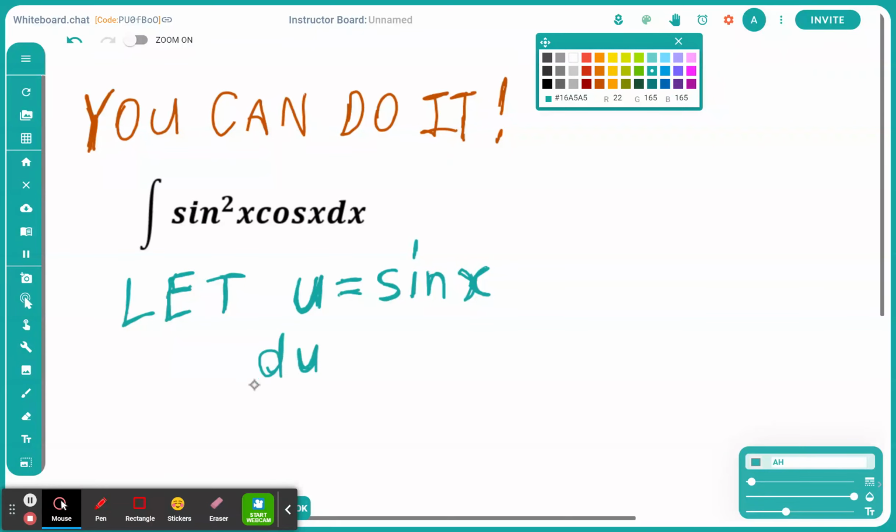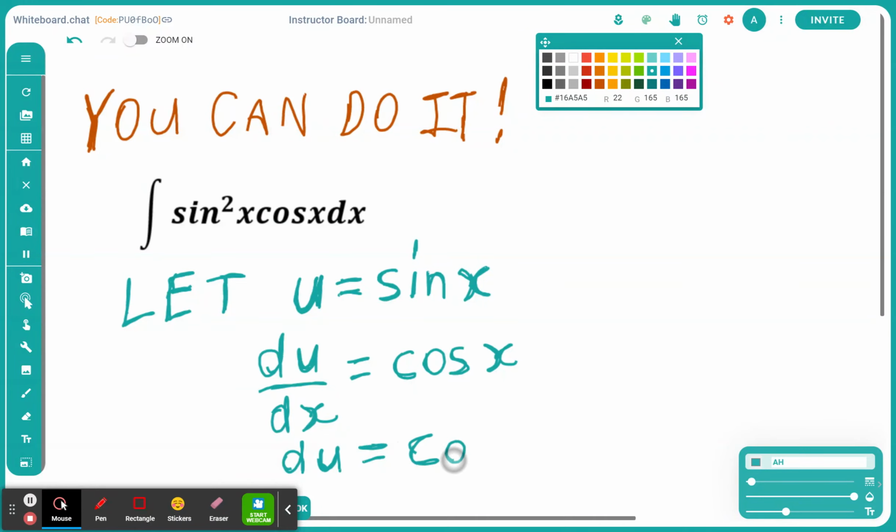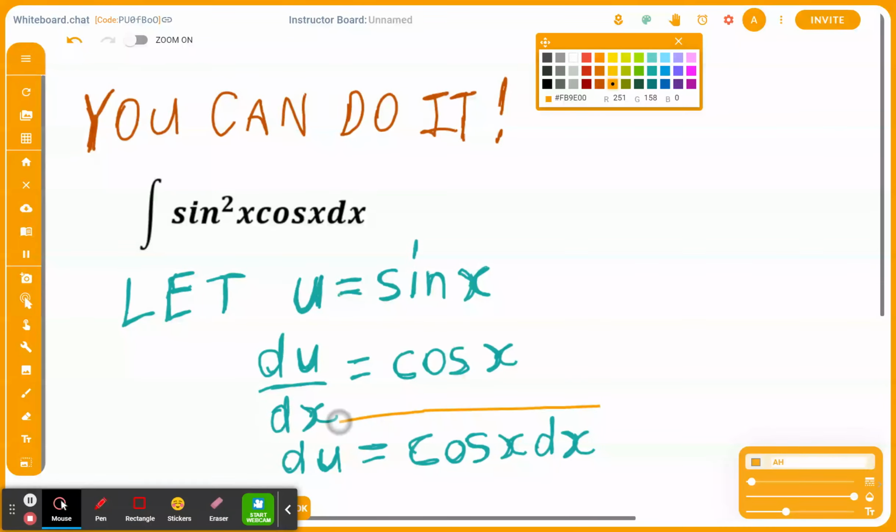And of course, if you think about this, du by dx equals cosine x. Again, I will use a different color in a moment to match this for you. The goal is to isolate for cosine x times dx. So again, if you think about cosine x times dx, I'll use a different color here, right here, this equals du.